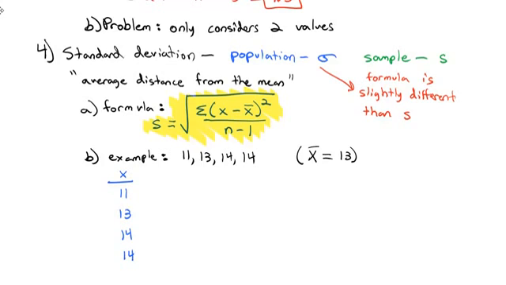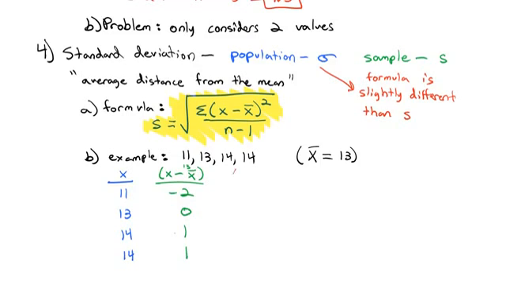And then we're going to have a column for every step along the way in this formula. The first step says take those x values and subtract the mean. Subtract 13. So 11 minus 13, I can even put a little 13 here. We're subtracting 13. 11 minus 13 is negative 2. 13 minus 13 is 0. 14 minus 13 is 1. And 14 minus 13 is 1.